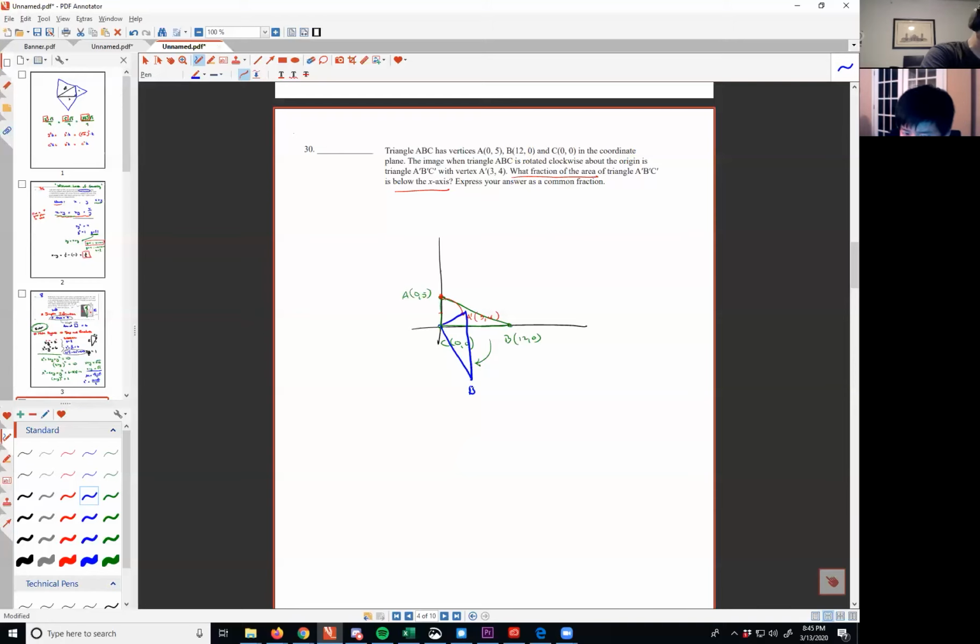And we want to know what fraction of the original area. What is the area of the original triangle? 30. Product of the legs divided by 2 is 30. Okay. And now we want to know the area right there.